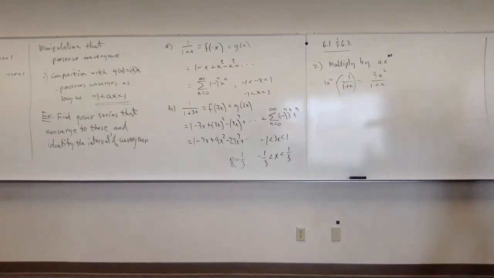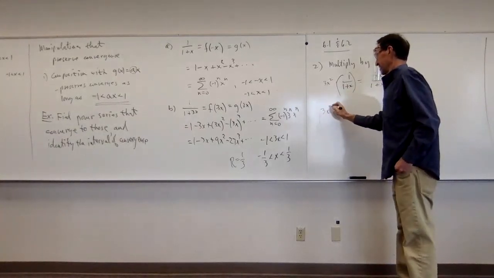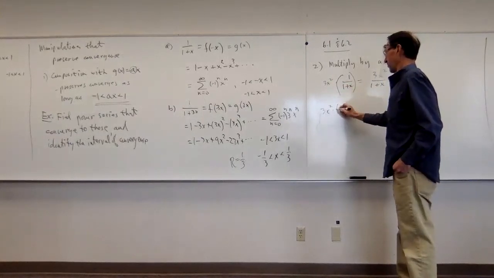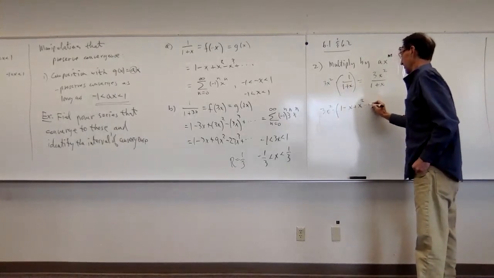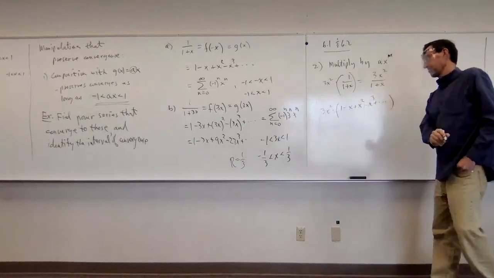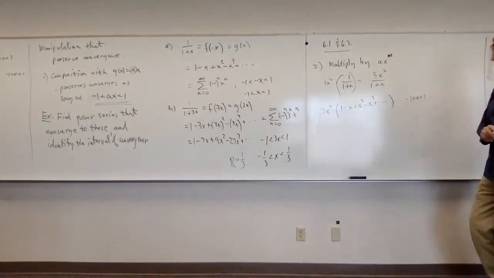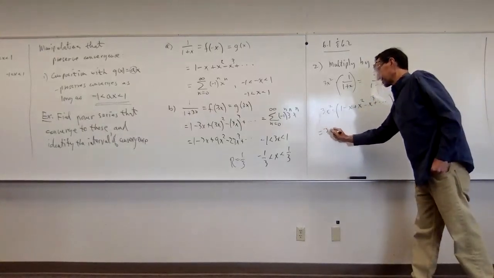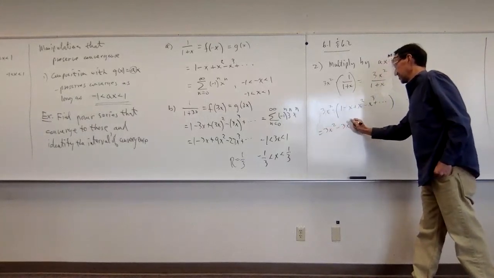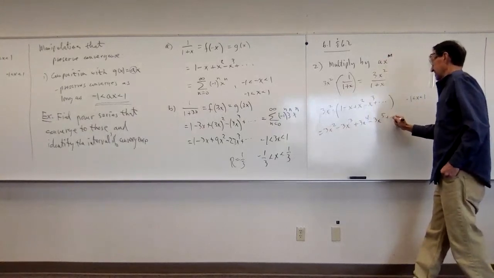And I can distribute that 3x squared inside if I want. So we're going to take 3x squared and multiply by the power series form. We look over on our list. Oh, yeah, there it is. 1 minus x plus x squared minus x cubed. We need x to be between -1 and 1 for it to be meaningful. And then we just distribute 3x squared. 3x squared minus 3x cubed plus 3x to the 4th minus 3x to the 5th, and so on.